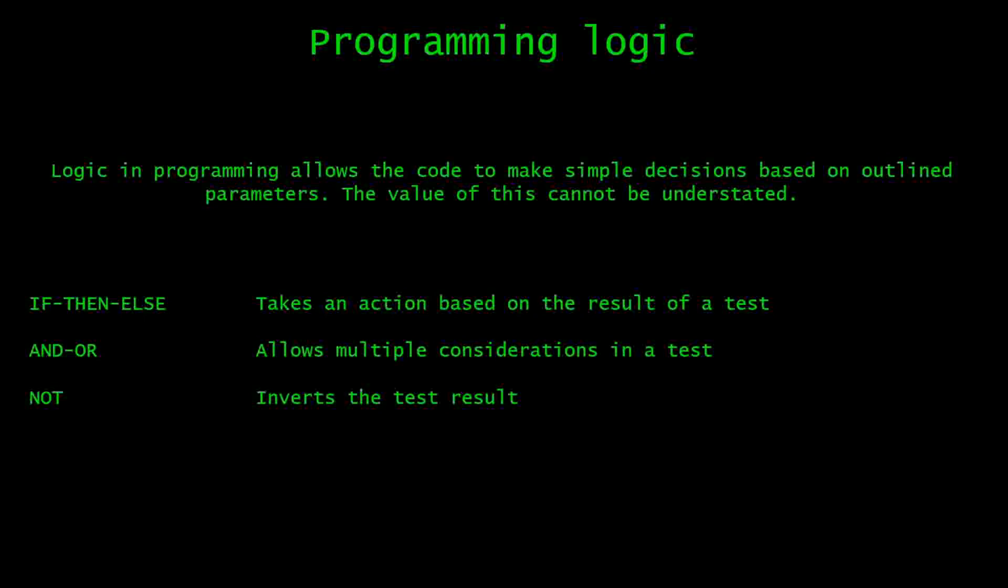Logic in programming allows the code to make simple decisions based on outlined parameters. For instance, if you want your program to show any positive number as black and any negative number as red, this requires a logic step. The concept can be expanded almost indefinitely to the fringes of true artificial intelligence, and its value cannot be overstated. The core of logic in VBA is the If statement, with a number of other commands to expand its use.